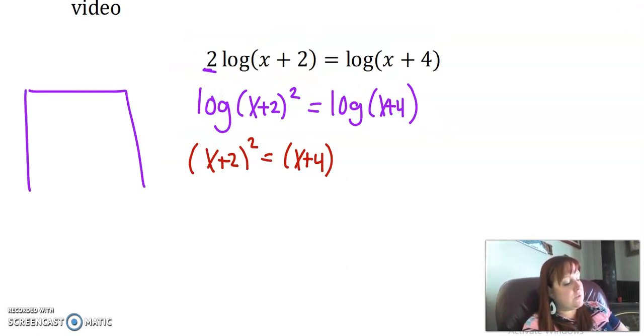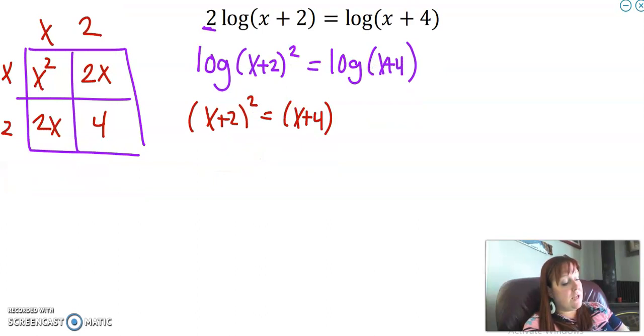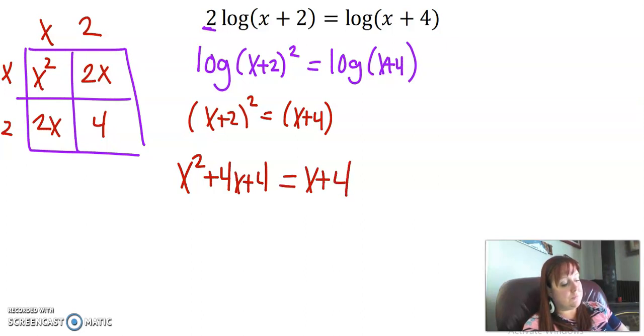So there's lots of ways you could do it. You could do FOIL in your head. A lot of people can do that. That's totally cool if you can. But just in case your brain melted over this break we had, I'll go ahead and remind you, we could do it with a box. So this would be x squared. This would be 2x, this would be 2x, and this would be 4. So (x plus 2) squared is x squared plus 4x plus 4 equals x plus 4.